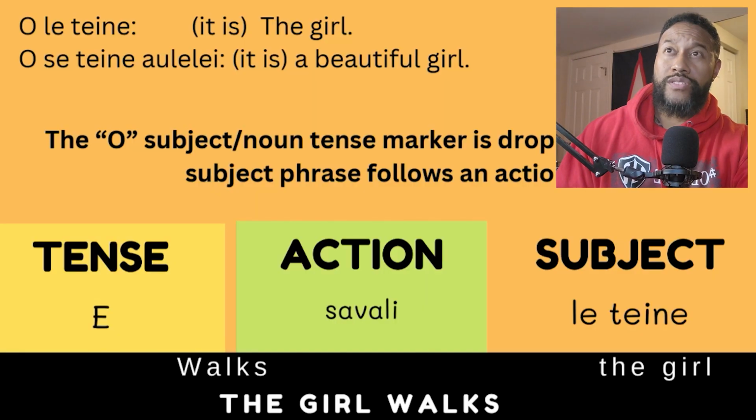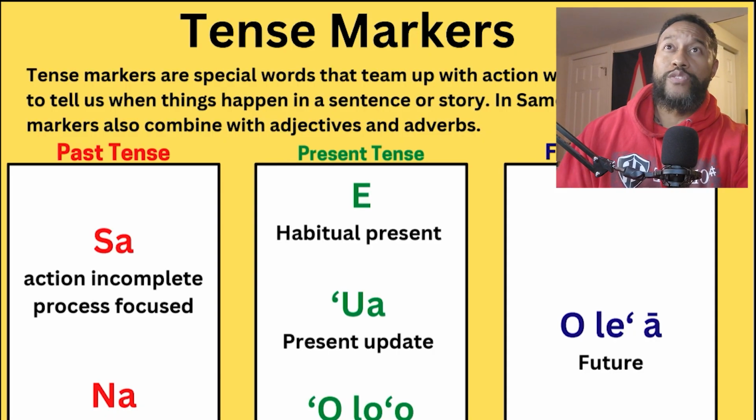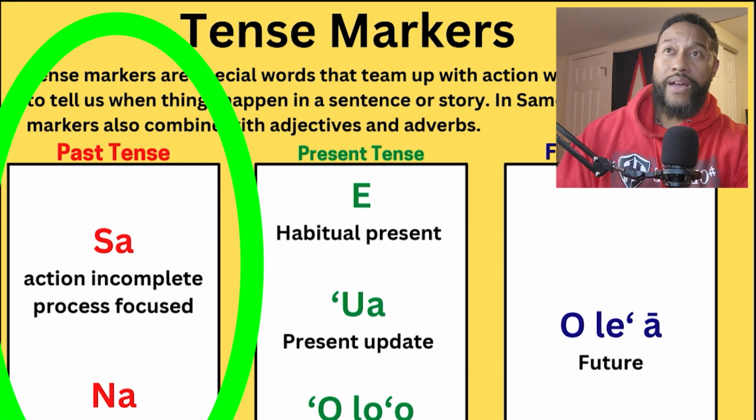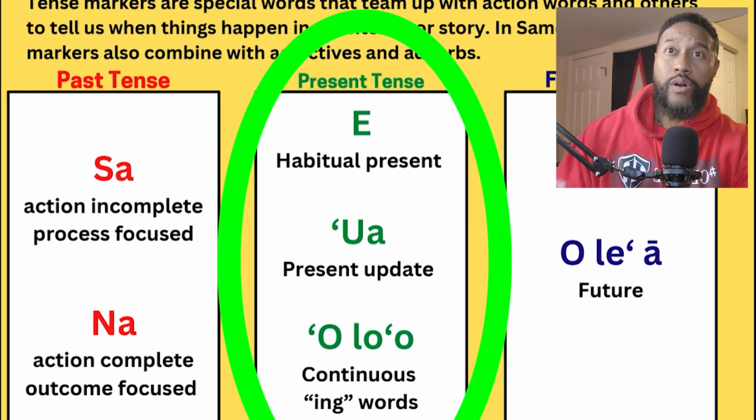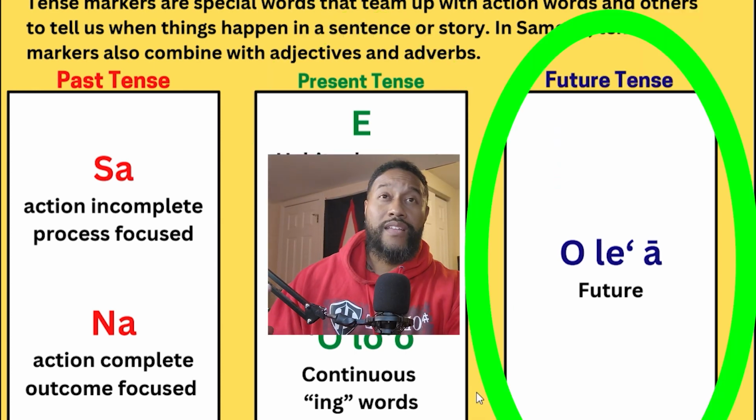Now, this one right here is a basic tense, action, subject, phrase worksheet. So if you look on the worksheet, the first one is going to be tense markers. We got past tense, sa and na, present tense, e, ua, olo'o. There's some other ones as well. And then the future tense, olea. And you might hear people just say 'ea' for short.